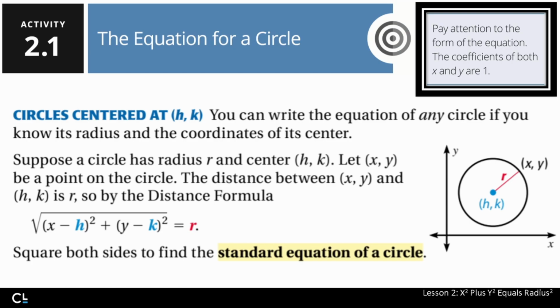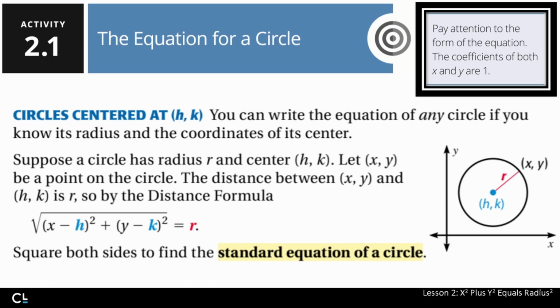Those are going to be the letters that we use for the center of the circle. You could write the equation of any circle if you know its radius and the coordinates for the center. Suppose a circle has a radius of r with the center (h, k). Let (x, y) be a point on the circle. The distance between (x, y) and (h, k) is r. So the distance formula: the square root of (x minus h) squared plus (y minus k) squared equals r. That is our equation for the circle.